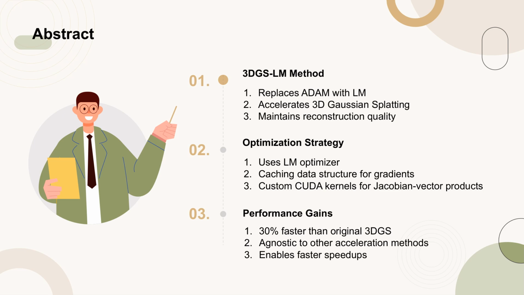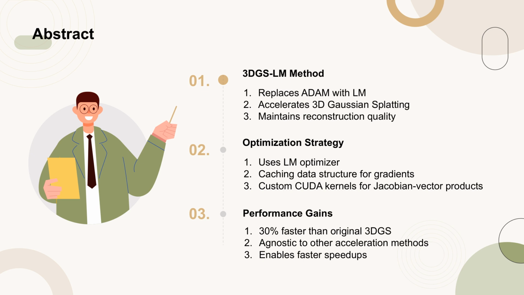The optimization strategy involves the use of an LM optimizer, a caching data structure designed to handle intermediate gradients efficiently, and custom CUDA kernels for the calculation of Jacobian vector products. These enhancements result in a 30% increase in speed compared to the original 3DGS method. Additionally, the optimization approach is agnostic to other methods that might further accelerate 3DGS, potentially leading to even greater speed improvements.